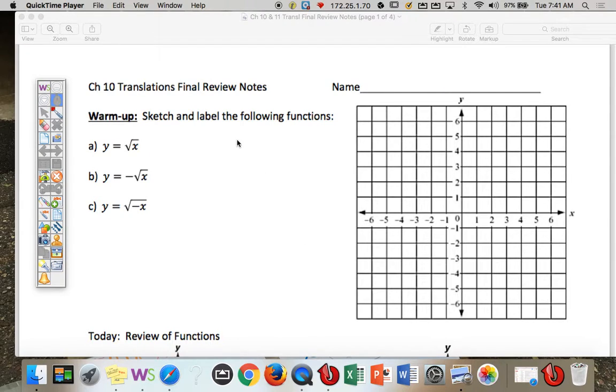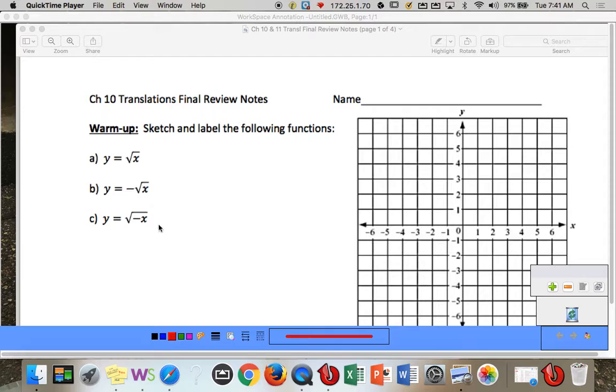In Chapter 10, we looked at several different functions and how they move or translate. So for the warm-up, sketch and label the following functions. The first is the square root of x, and if you remember, it looks something like this. So here's y equals the square root of x.